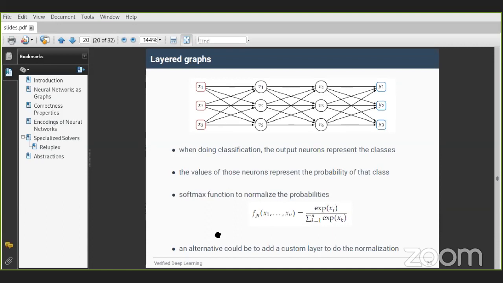Of course, for it to become a probability, you can't just have y1, y2, y3, because they may be arbitrary, and it's not clear that y1 plus y2 plus y3 is 1. So what is typically done, especially in a classification problem, is that a softmax function is applied to normalize these probabilities. What is the softmax function? It is e to the power xi divided by the summation of all e to the power xi. So for y1, it is e to the power y1 divided by e to the power y1 plus e to the power y2 plus e to the power y3. Similarly, the probability of y2 is e to the power y2 divided by e to the power y1 plus e to the power y2 plus e to the power y3.